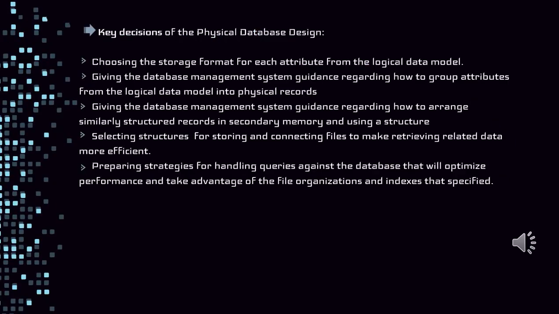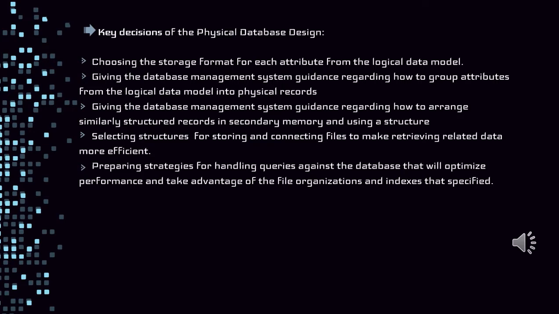Key decisions of the physical database design are, A, choosing the storage format for each attribute from the logical data model. The format and associated parameters are chosen to maximize data integrity and to minimize storage space. B, giving the database management system guidance regarding how to group attributes from the logical data model into physical records.